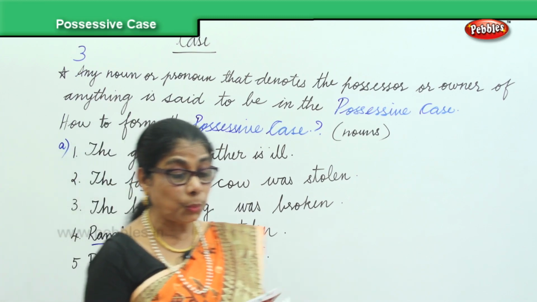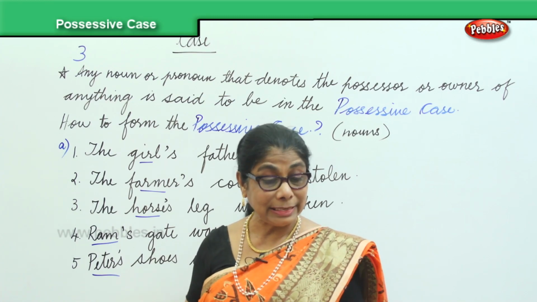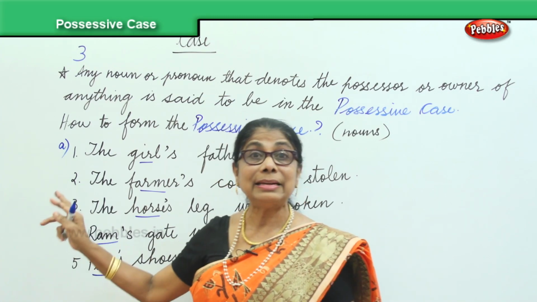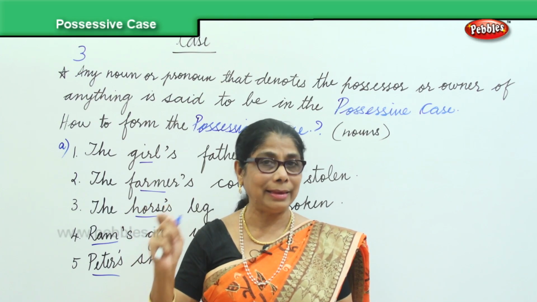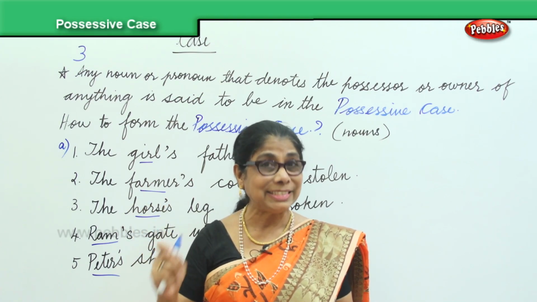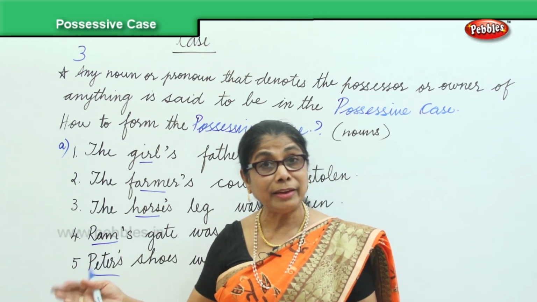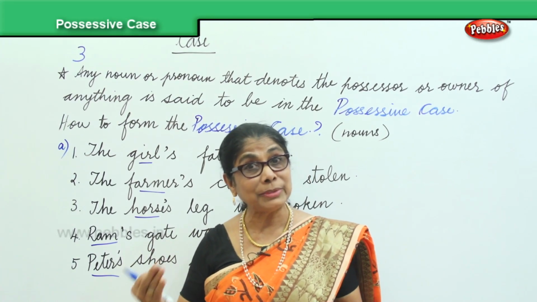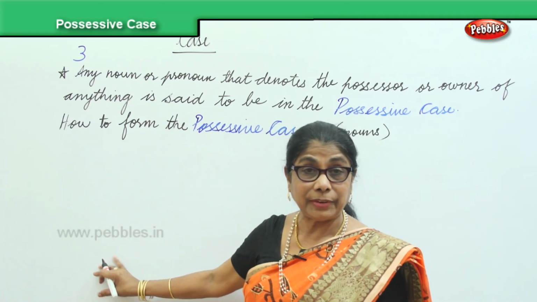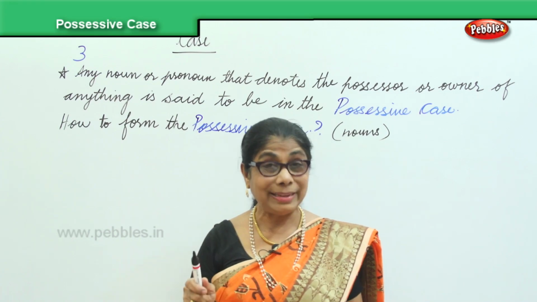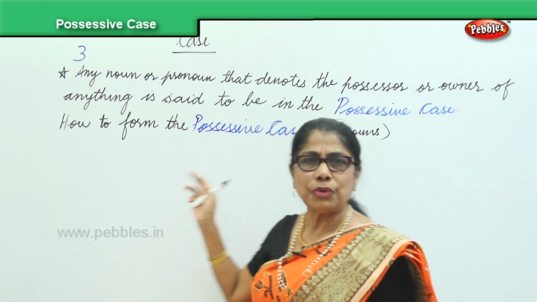So in the first way of forming the possessive case in these five sentences, remember the nouns are in the singular form. We put an apostrophe and we add an s. And thus we form the possessive case in the first way. Now I have two more for you. There are three different ways of forming possessive cases. First, for a singular noun, you put an apostrophe followed by an s to form the possessive case.